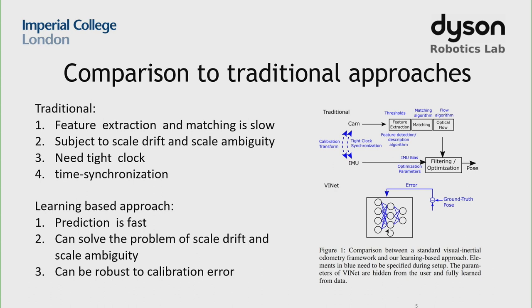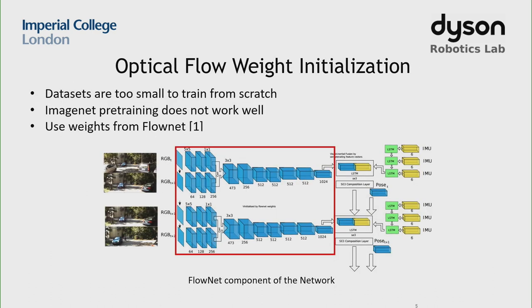So compared to that, our machine learning approach basically allows us to do very fast predictions if we have a suitable GPU, although we can run the models on CPU as well. The machine learning approach can actually go beyond what traditional approaches can do, and overcome scale drift and scale ambiguity by learning priors from data. And finally, it can become robust to calibration errors and any non-ideal elements which are introduced by the sensors.